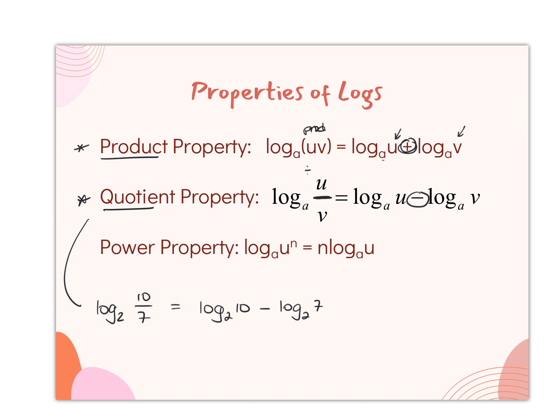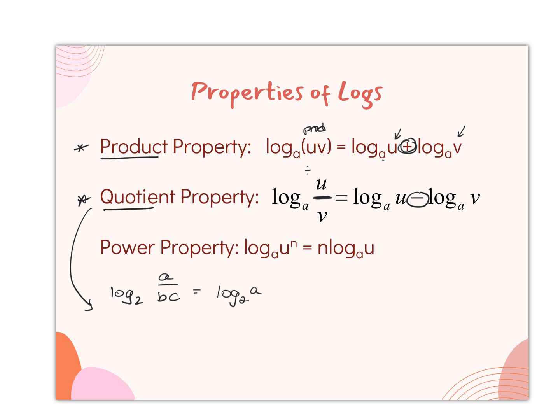And so that, again, it might be helpful to us to solve problems down the road. We're going to do a bunch, okay? You might even get a problem that's a little bit more complex than that. Maybe in the quotient property, you're going to get something like log base 2 of, let's say, we can even use letters, right? Let's say A over B times C. Well, that's going to be log base 2 of A minus log base 2 of B times C.